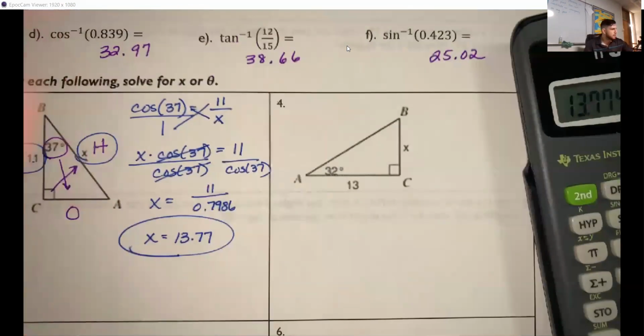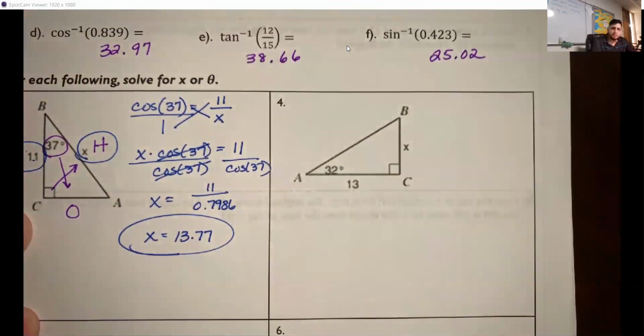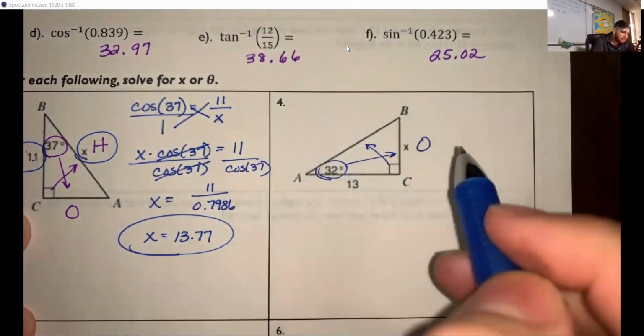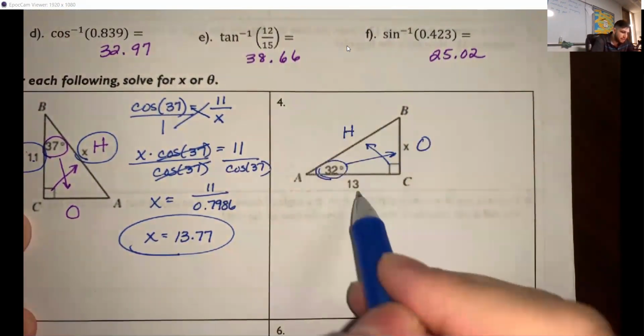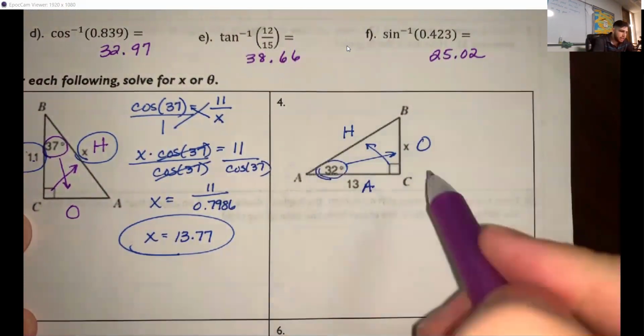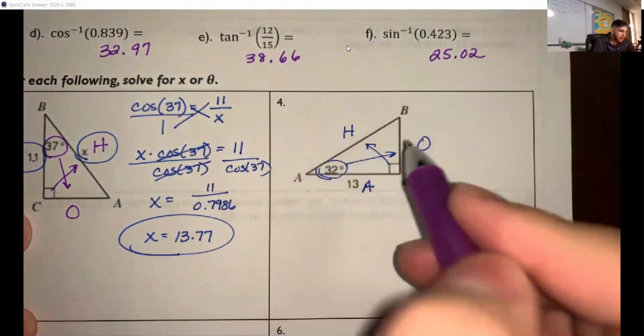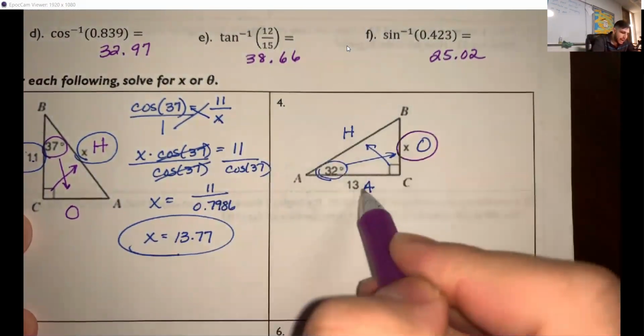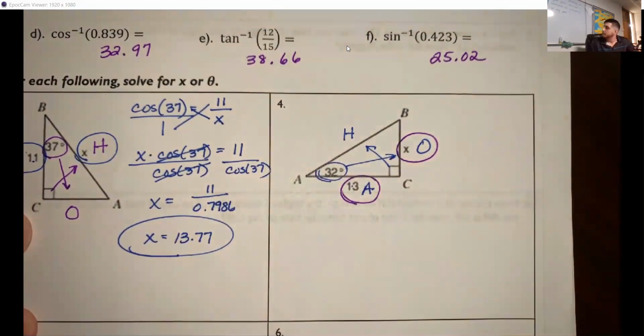All right, we're going to do the same thing for number 4, okay? So for number 4, again, from the perspective of 32 degrees, let's label the parts of our triangle. All right, across from our angle is which one again? That's the opposite. Across from the 90 degrees, hypotenuse. And then, of course, the one left over is the adjacent. All right. So now I look at my parts of the triangle and I say, okay, well, I know I have something with my O and I have something with my A.